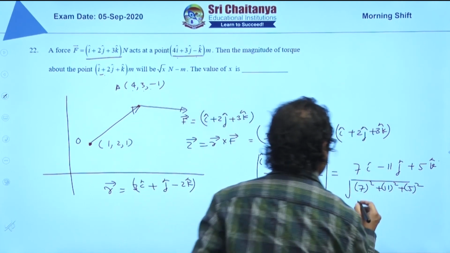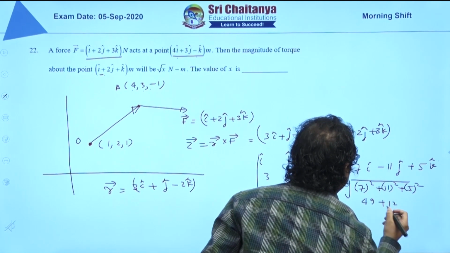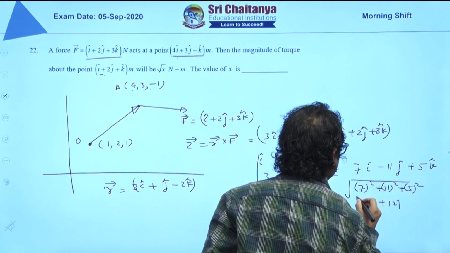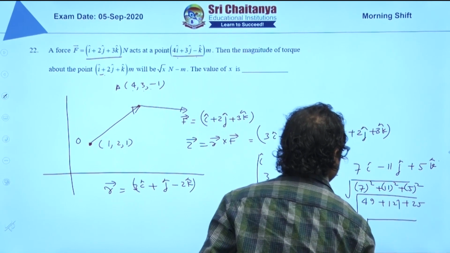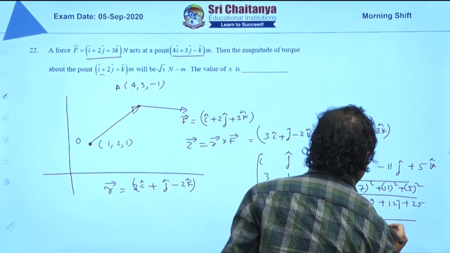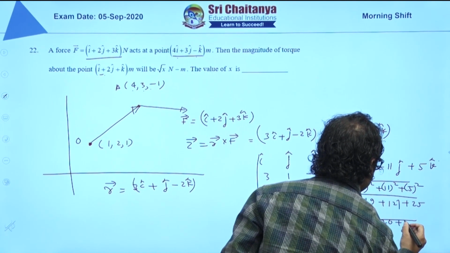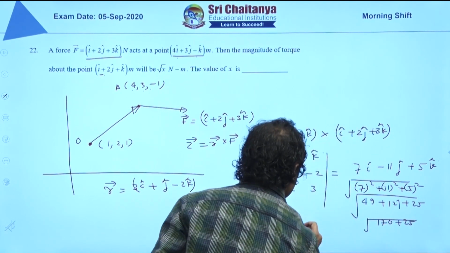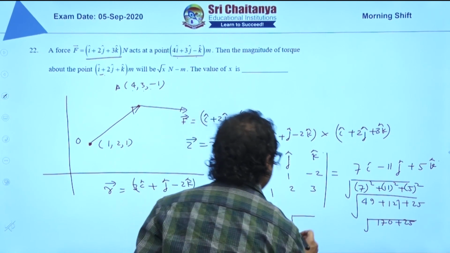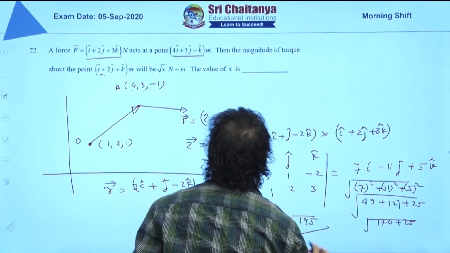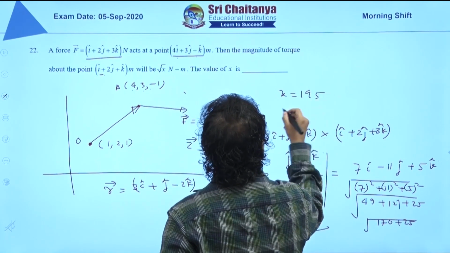So, that you can calculate: 49 plus 121 plus 25. So, 170, that is 50 plus 70 plus 25. So, we are getting root over 195. It is asking what is the x value? The x value is 195.